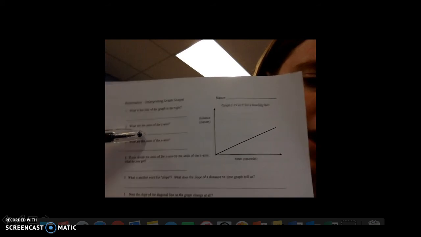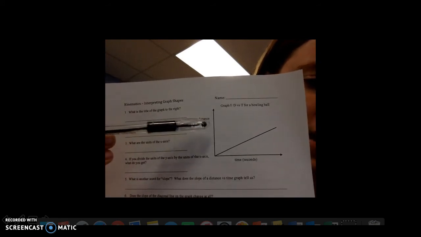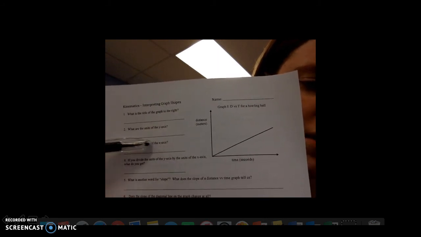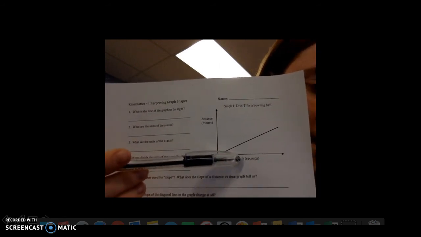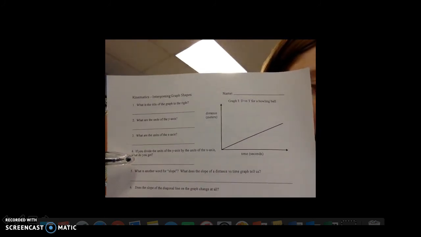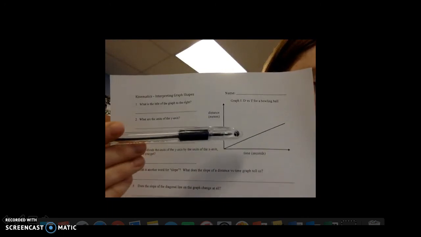Number 2, where's our y-axis again? Here's our y-axis. Distance, and the units are meters. Our x-axis is time, and our unit is seconds. If you were to divide the units, what would you get? You'd have distance over time. You'd have meters per second. So m over s.